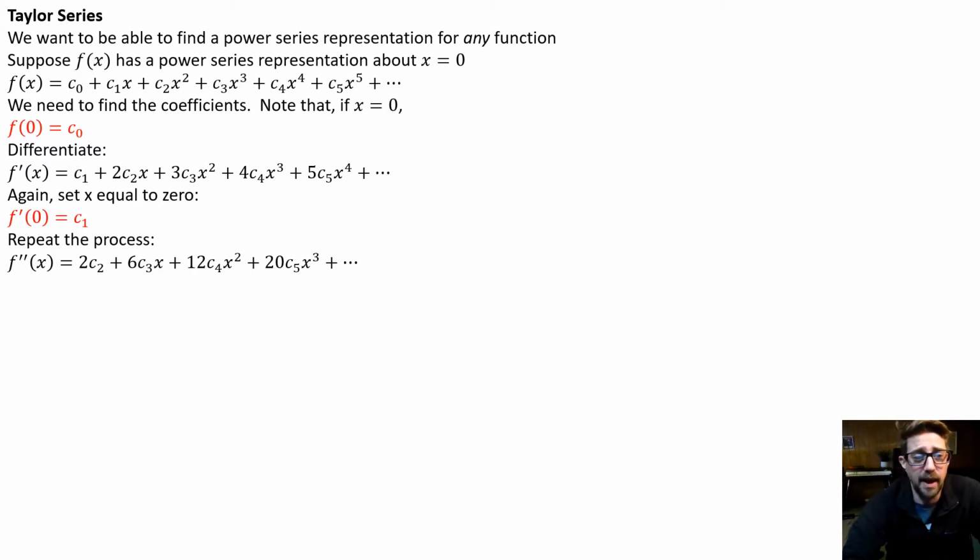Now, repeat. f double prime of 0, which again we could and will calculate, is, well, every single term out here once again has an x in it, so they all go away, and the only thing that's left over is 2c2. So f double prime of 0 is 2c2, which means c2 is f double prime of 0 over 2. Okay, so a formula is revealing itself, but we're going to do it a couple more times until we really know what the pattern is here.